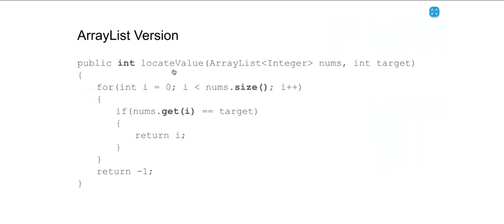Here what you can see is I changed the method to work on an array list instead, so it's an array list of integers. The only thing that has to change in the code is that instead of nums.length, it's now nums.size. Instead of nums[i], it's nums.get(i). So everything else is the same, but the two list commands here have replaced the array commands.